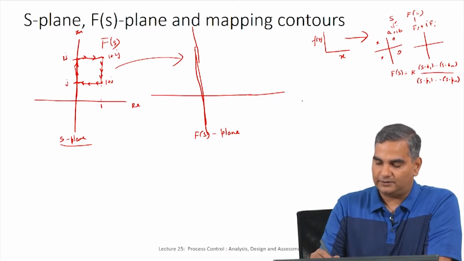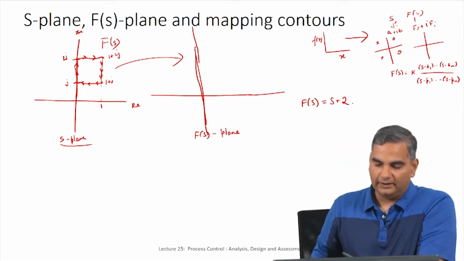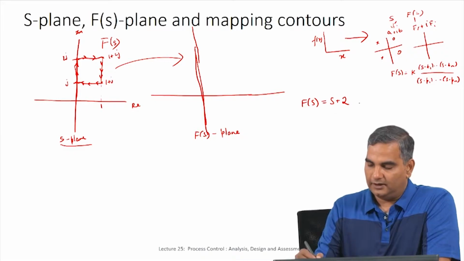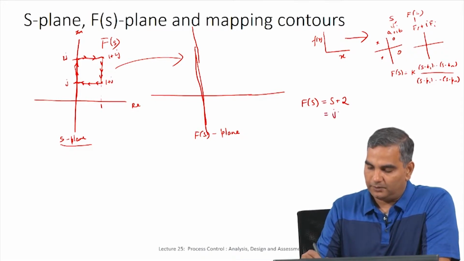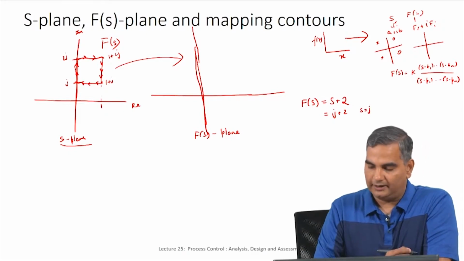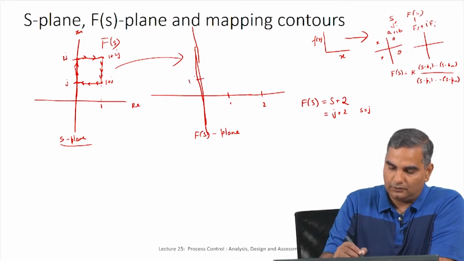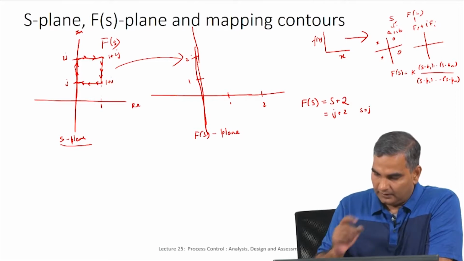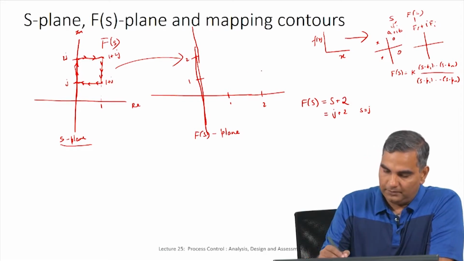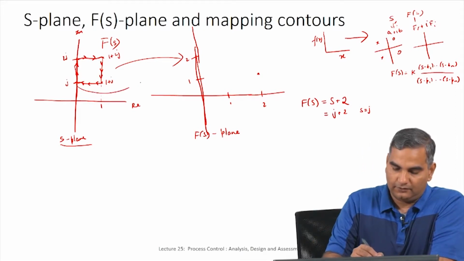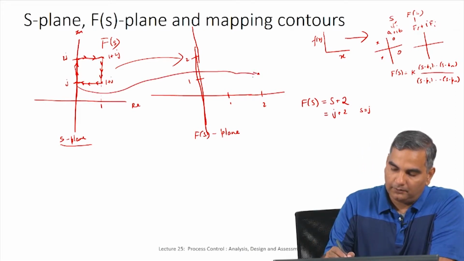Let us say f of s is actually something like s plus 2, for example. Then this point here, where s equal to j, if I substitute into this, then f of s equals j plus 2 when s equals j. Okay. So, when I take s equal to j, I get j plus 2. So, that means this is, let us say 1, this is 2, this is 1, let us say this is 2. So, j plus 2 will be mapped to this point here. So, basically you will have this point mapping to this point.